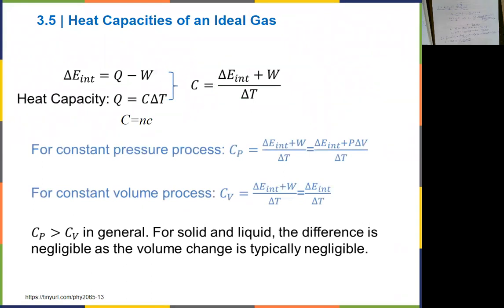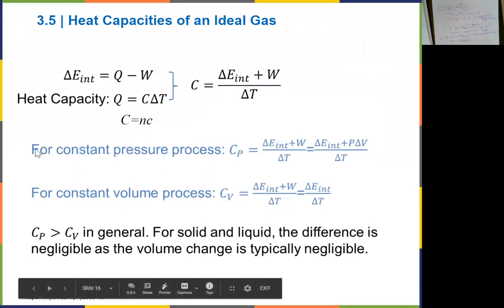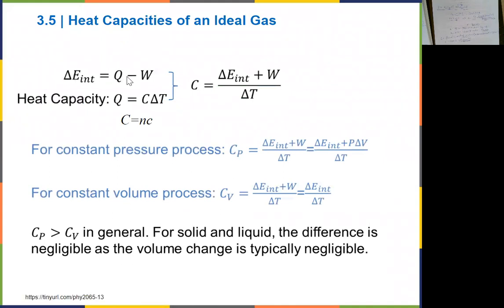I'm talking about details of the heat capacities for ideal gas. So for an ideal gas, the first law of thermodynamics will be applied. So delta E, the internal energy change, should be equal to Q minus W. And then for heat capacity, you can write Q as C delta T, where C is n times small c. Small c is the molar heat capacity.